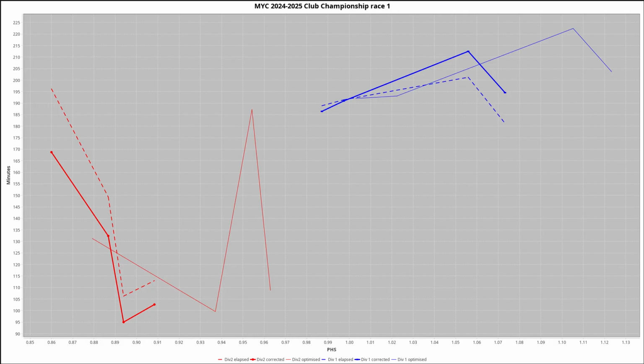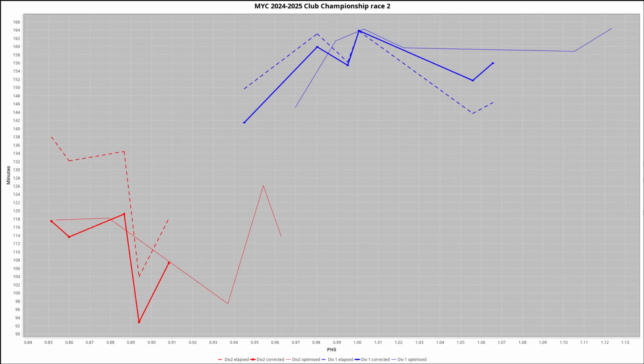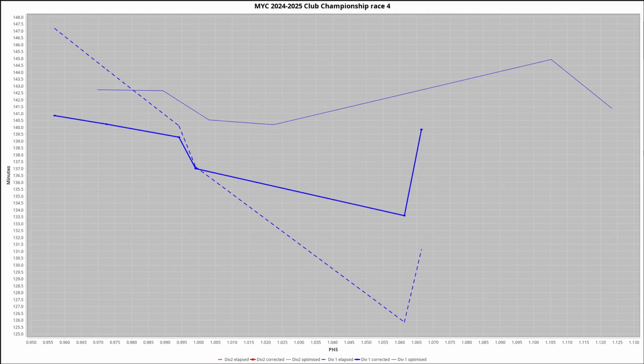Div 2 sort of okay, not really. Div 1 very strange. Again, race 2 not seeing the patterns we want to see. Let's see when we get the first one. Okay, so race 4, obviously Div 2 didn't compete, Div 1 did. So this is starting to be a little bit what you expect to see.